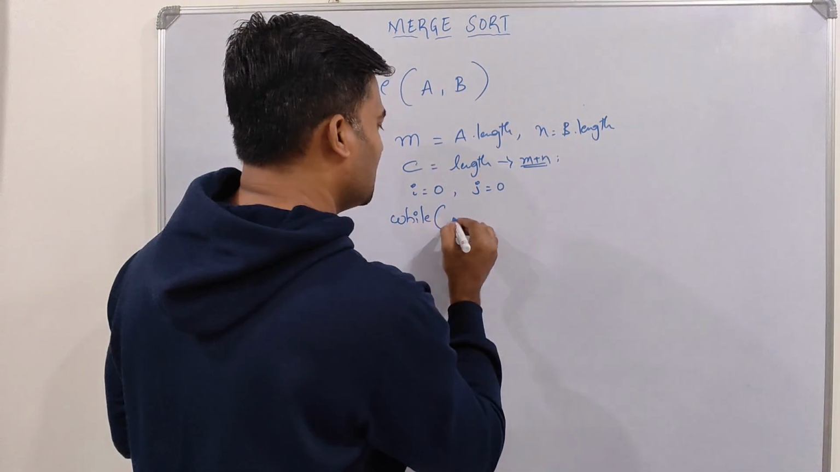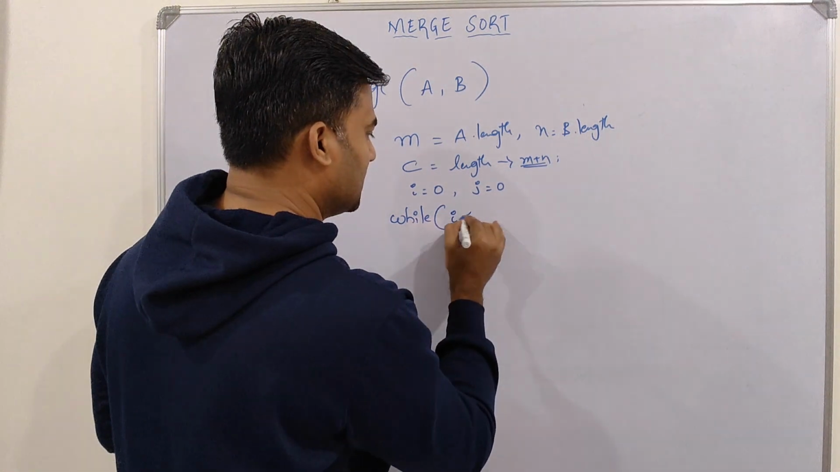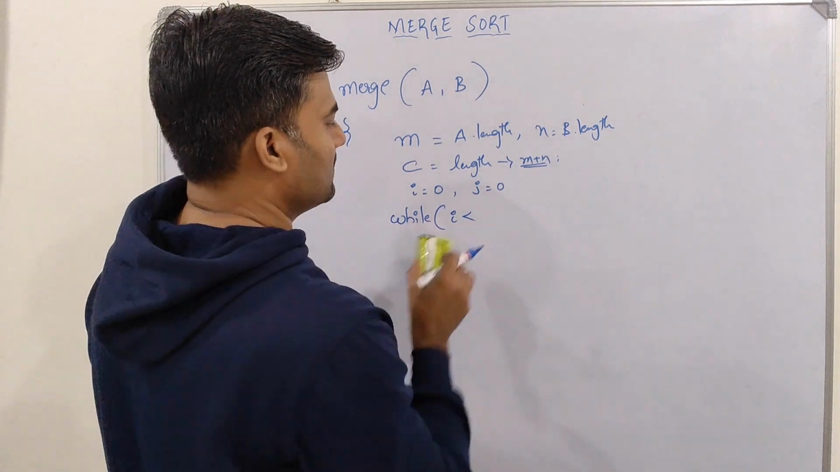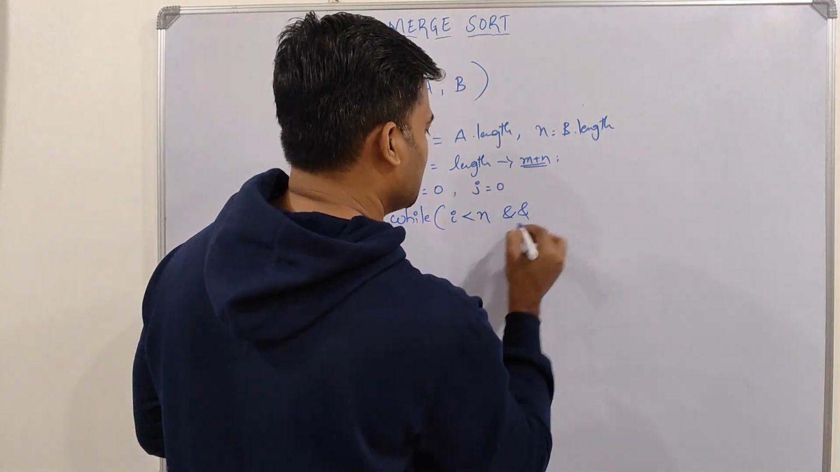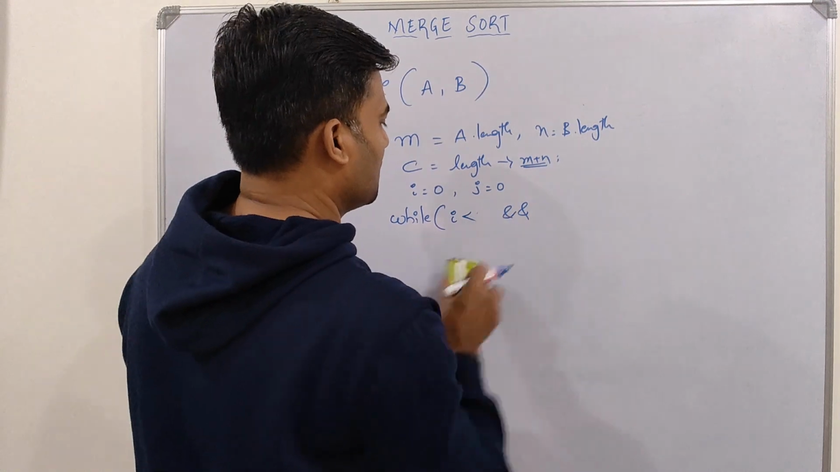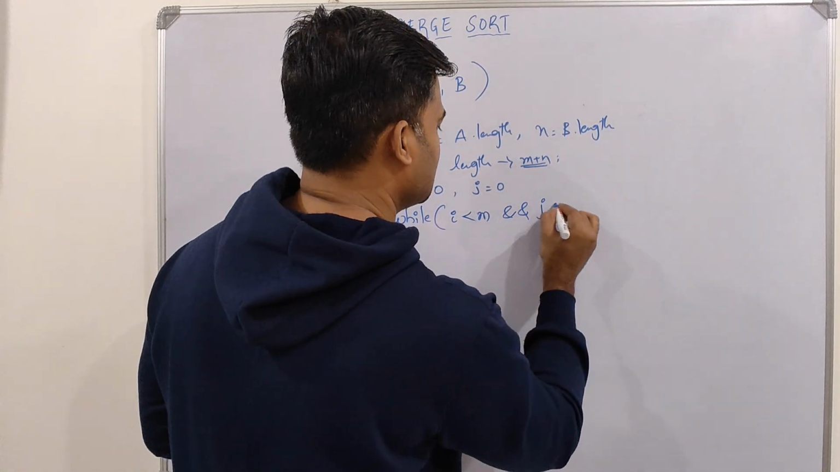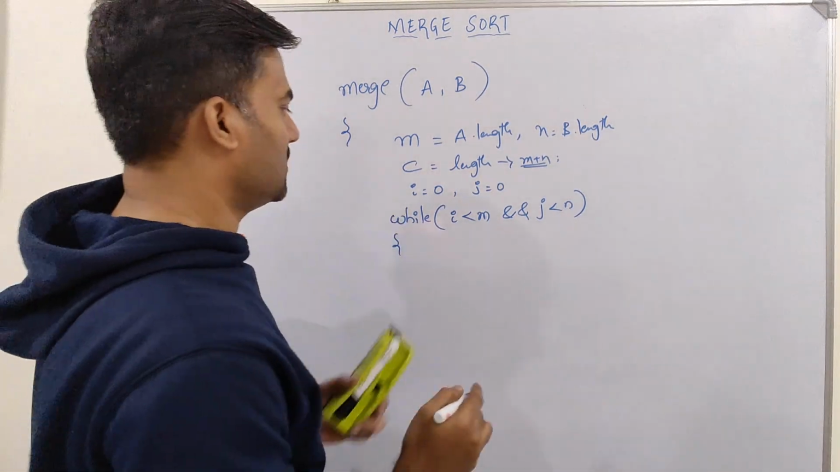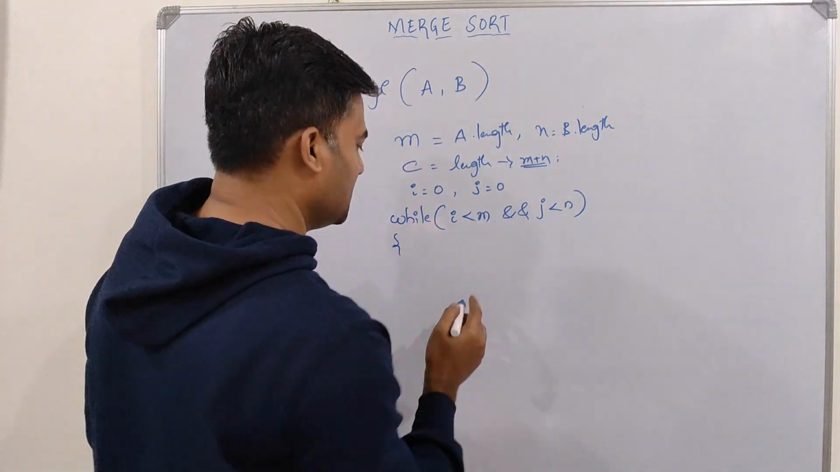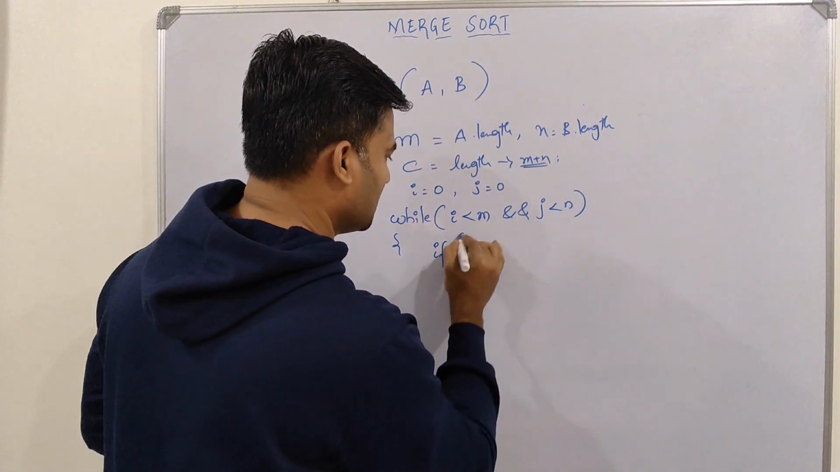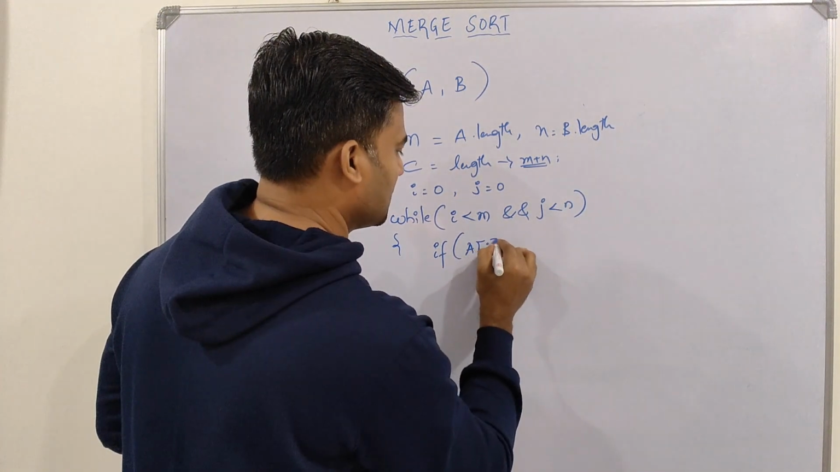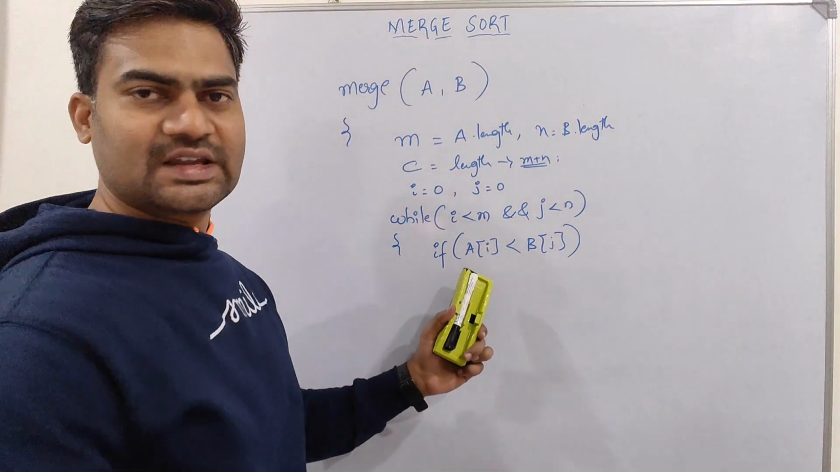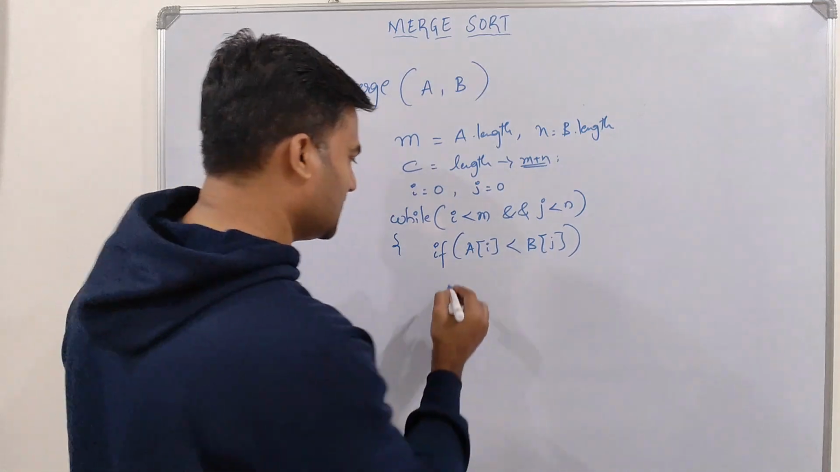So while i is less than m and j is less than n, what we will do, we will compare both the elements at i and j. If a of i is less than b of j, then I should take a of i, because this is a smaller element.